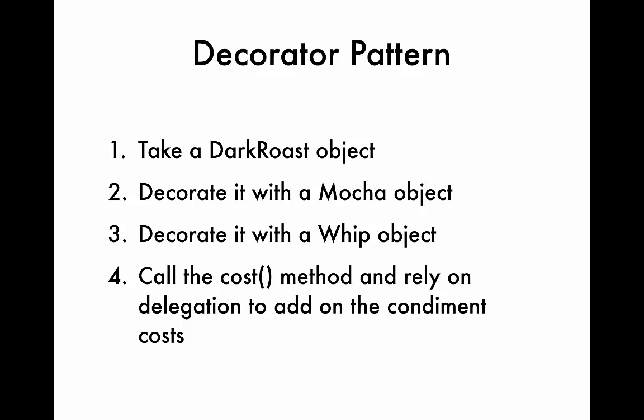The outermost decorator is the whip object. So if we want the cost of our beverage, we call the cost method of the whip object, which adds in the cost of the mocha decorator, which in turn adds in the cost of the dark roast. Let's look at a picture of this.